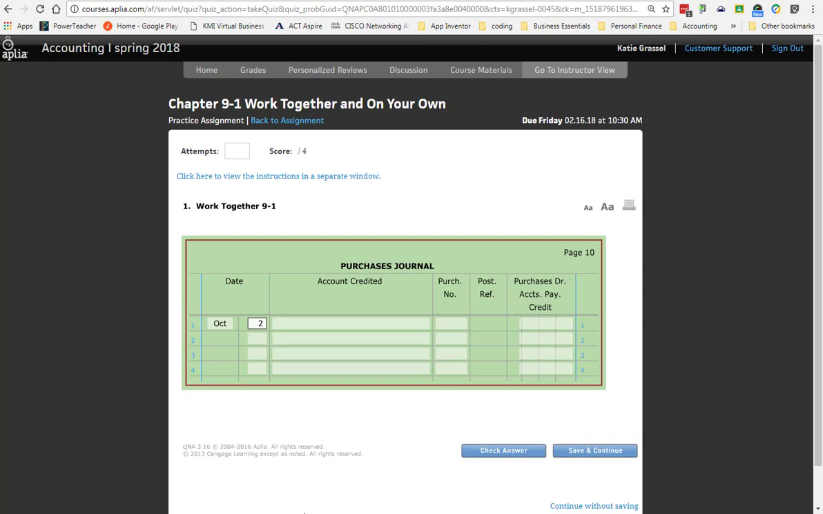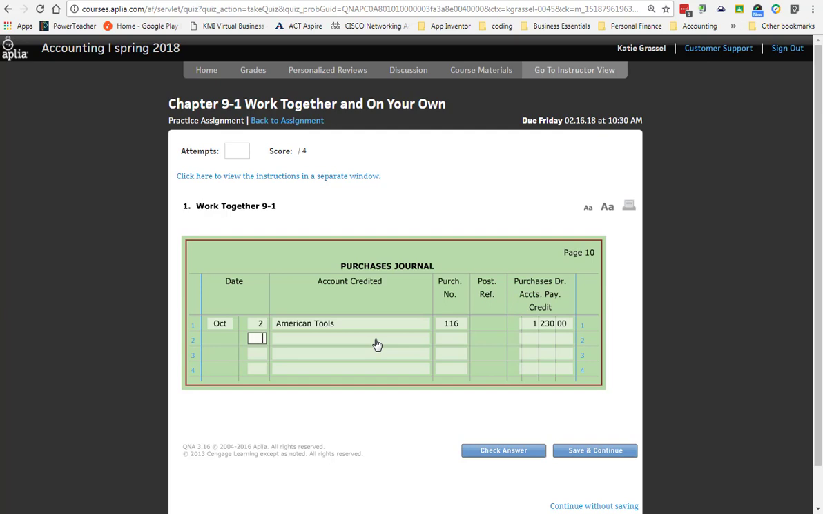Now, when I read the transaction, it says, purchase merchandise on account from American Tools, $1,230, P116. All right, so what I have to do in my purchases journal, under account credited, is put the name of my vendor. The name of the vendor is American Tools. I don't have to do accounts payable American Tools. I just do American Tools. Now, for my source document, I don't have to do P116 because the heading on the top already says purchases number, so I'm just going to do 116. And then I'm going to put $1,230.